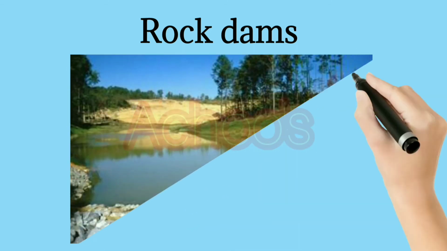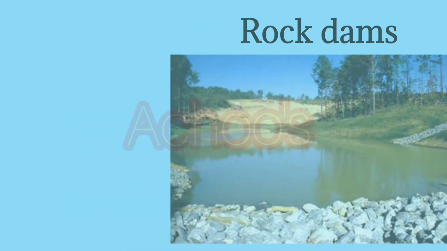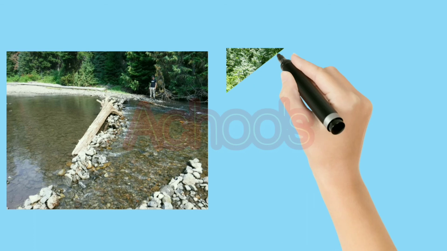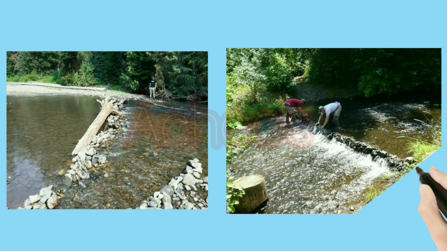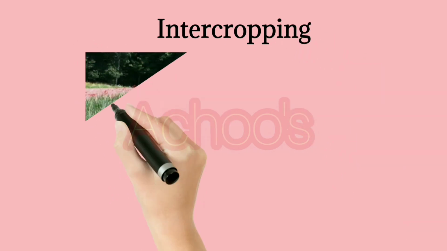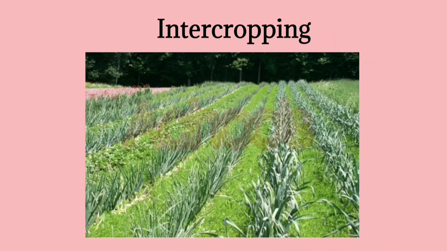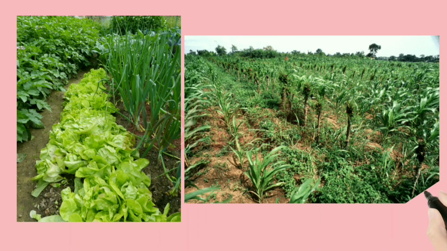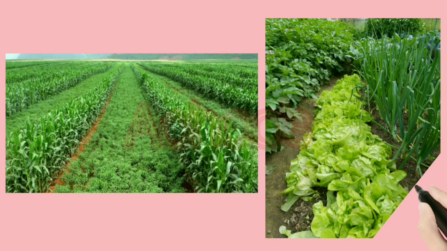The other method of conserving soil is rock dams. They are barriers or dams constructed by piling up rocks and stones across a drainage way to slow down the flow of water and to restrict soil erosion. And the last method is intercropping. Growing two or more crops simultaneously on the same field, usually in the space between alternate rows, is called intercropping. These crops are mostly sown at different times to check soil erosion.